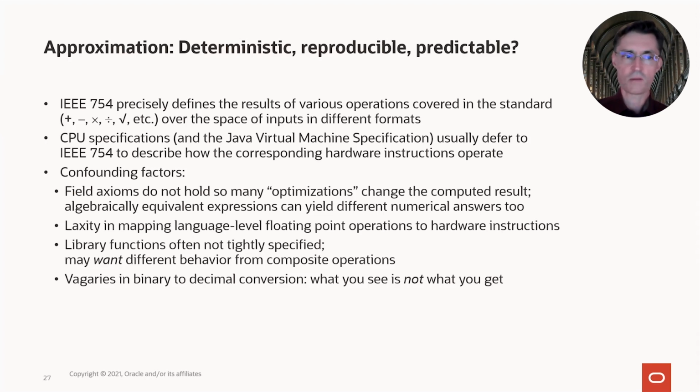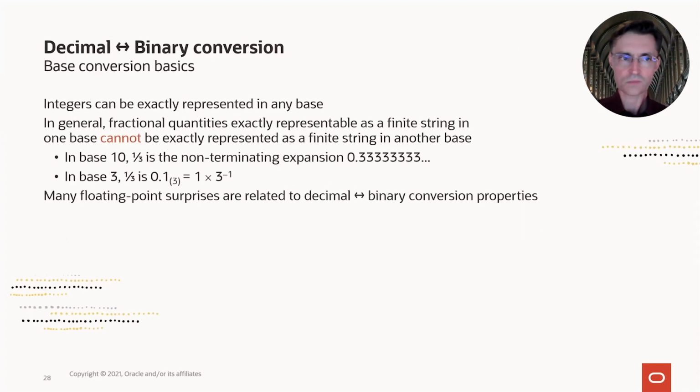That isn't necessarily a problem. Often you want different behavior from composite operations on different platforms, say, to run faster. There are also many vagaries in binary to decimal conversion. What you see is not what you get, and that's what we'll look at next.